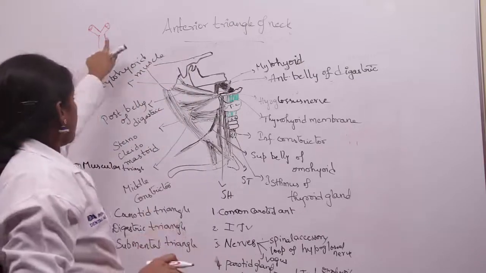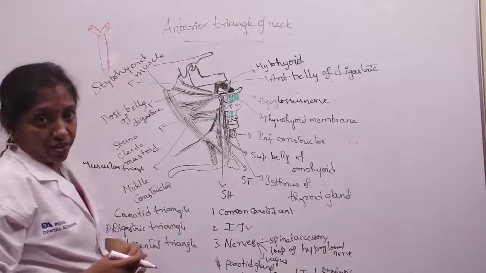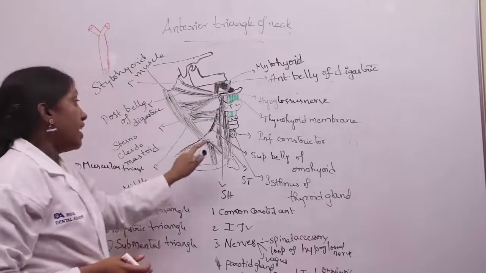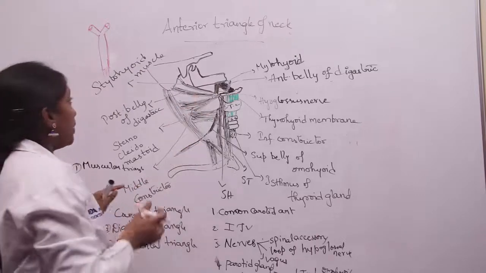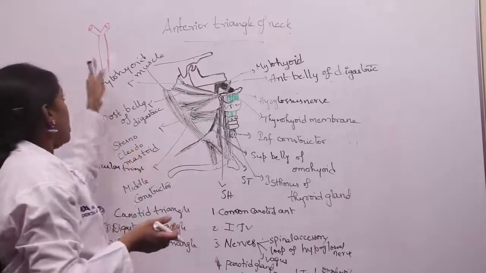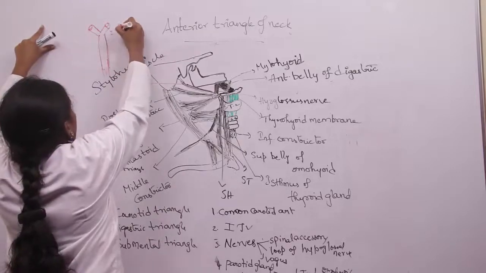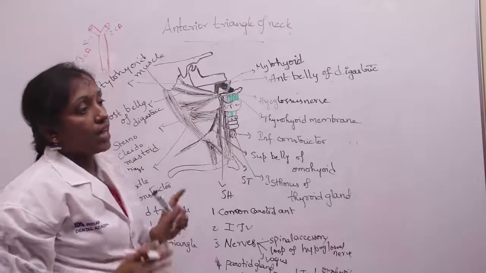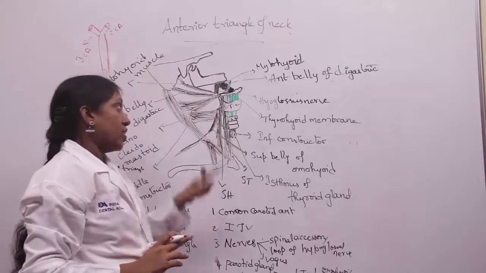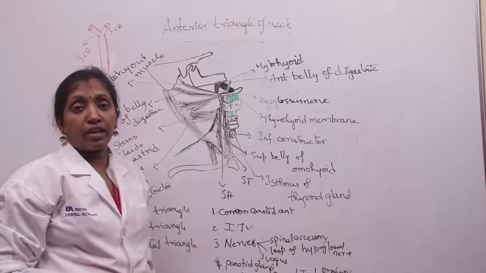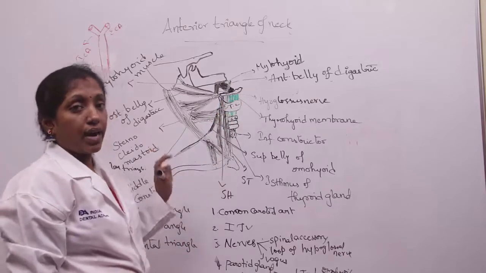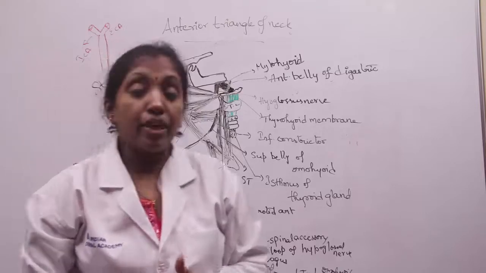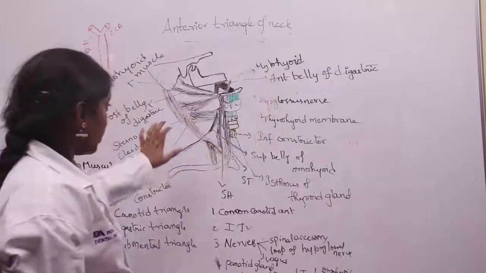So the external carotid artery gives 8 branches. Out of these 8 branches, we can see 6 branches here in the carotid triangle. This is the external carotid artery and this is the internal carotid artery. The common carotid artery at the upper border of the lamina of the thyroid cartilage divides into external and internal carotid artery.